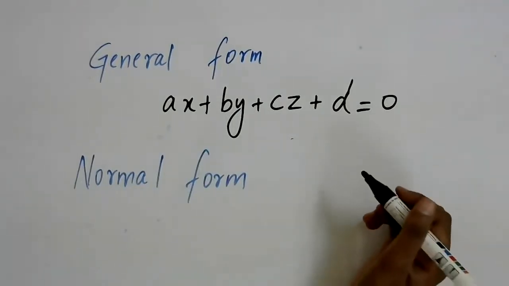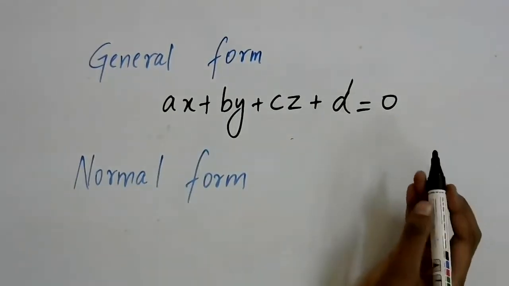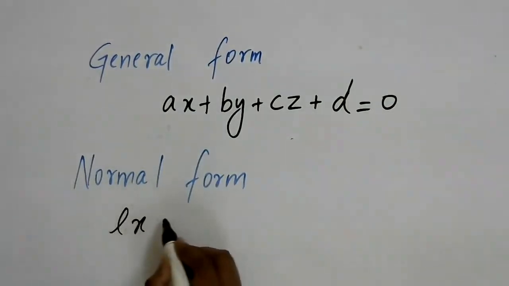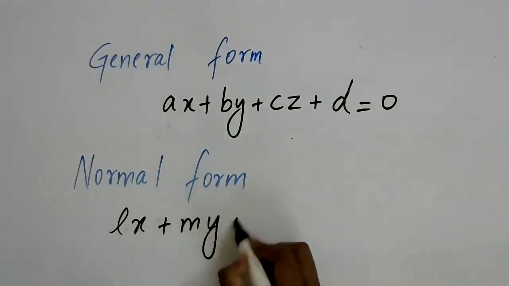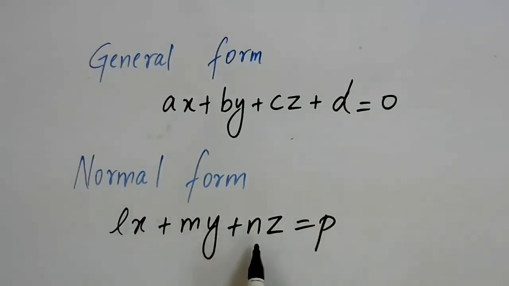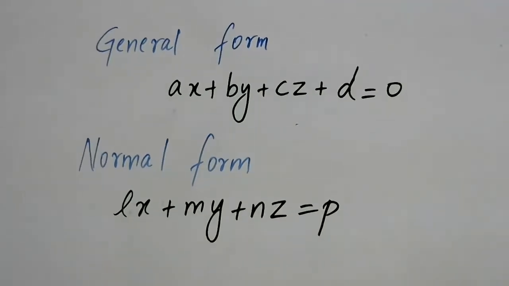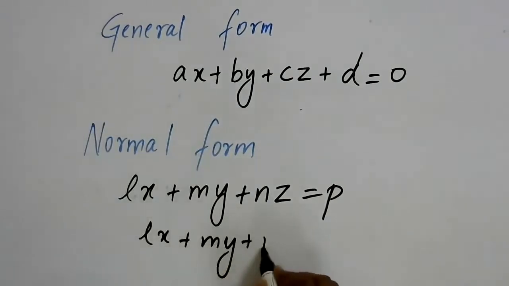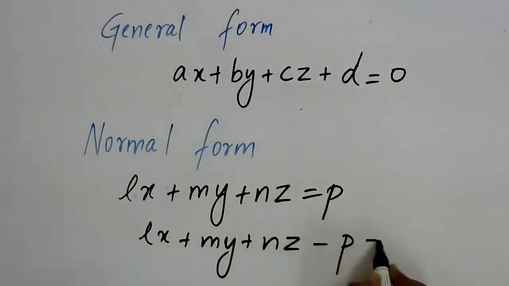And in the second lecture we learned about the normal form of a plane, that is lx plus my plus nz is equal to p, where l, m and n are the direction cosines of the unit vector perpendicular to the plane, and p was the perpendicular distance from the origin to the plane. And we can rewrite this equation as lx plus my plus nz minus p is equal to 0.